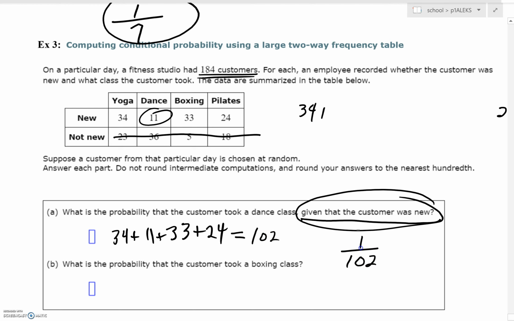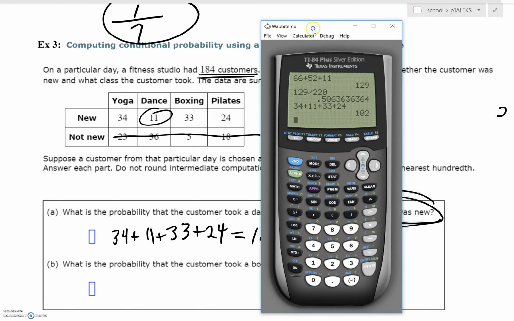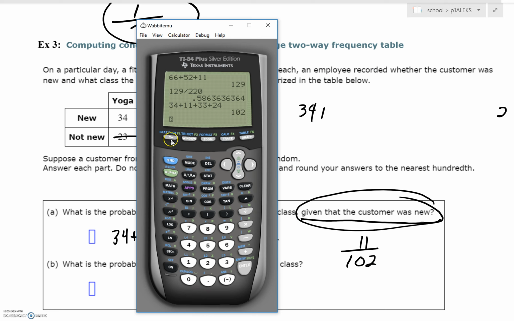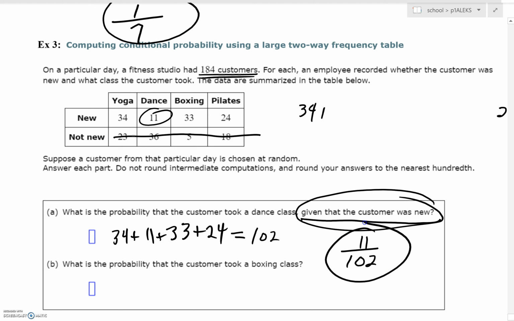Well, 11. Now, of course, you should always check and see if you can reduce your fraction. The numbers are getting a little bit larger, so we should make sure. Although I think you can see quickly that 102 is not a multiple of 11. And that is your probability. So given that the customer was new, you no longer have 184 customers to consider. You've got just the new ones, and that's just out of 102.